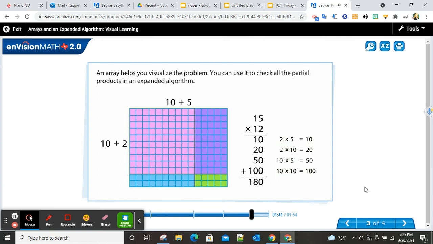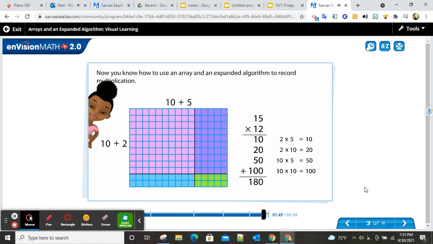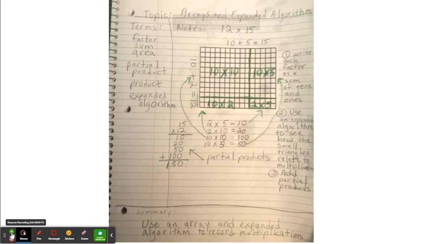An array helps you visualize the problem. You can use it to check all the partial products in an expanded algorithm. Now you know how to use an array and an expanded algorithm to record multiplication. Let's finish our notebook. Here's the final product of our notebook.